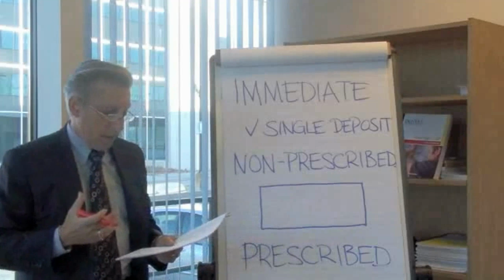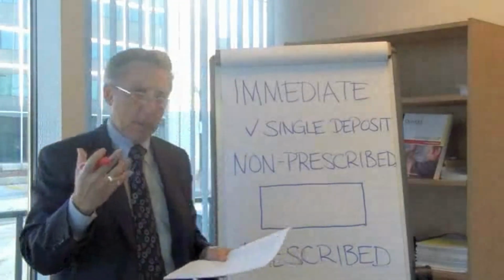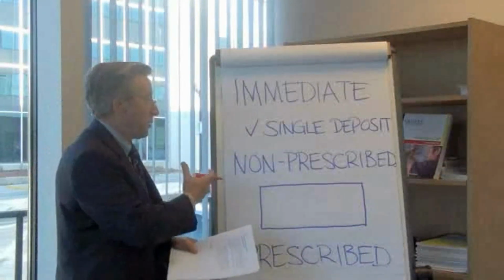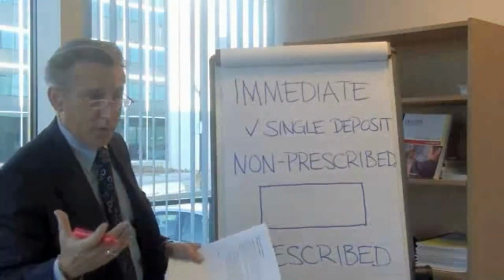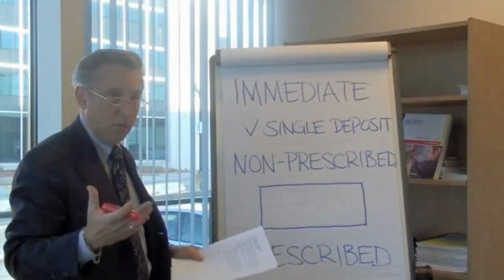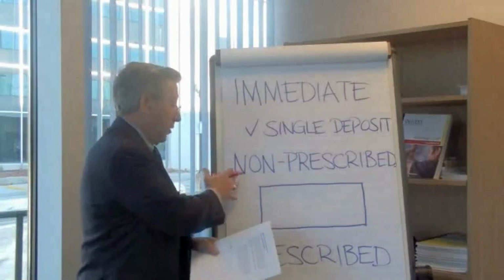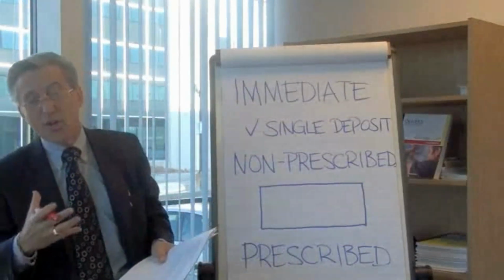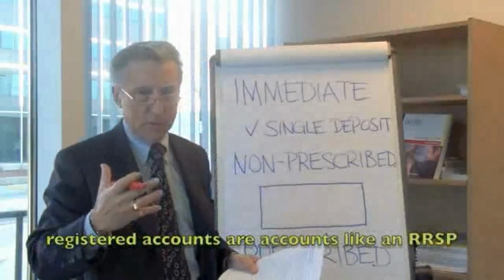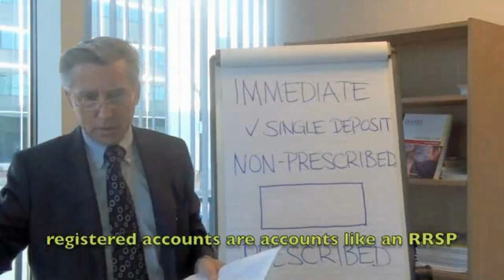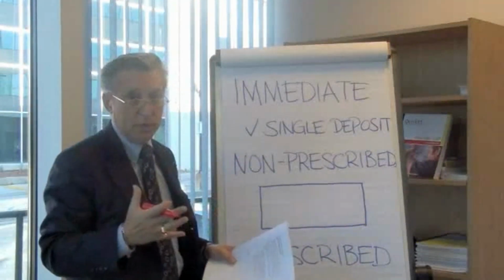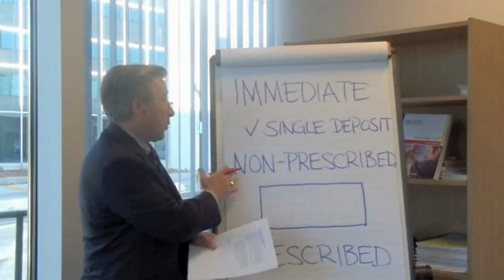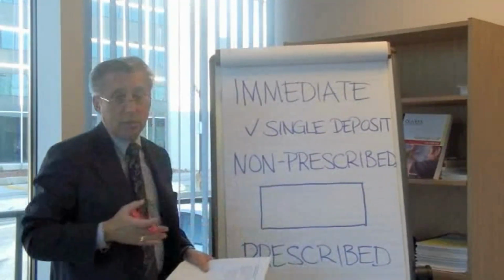Now, what's very, very important here is that when we're talking about immediate annuities, there are two kinds of immediate annuity types of payments. And it's very important that you know the difference between these two. First of all, let me emphasize that in all cases here, we're always talking about non-registered money. We're not talking about registered money. We will be talking about those in a subsequent seminar. But at this point, we are talking about non-registered money. So in an immediate annuity, there are what's called non-prescribed and prescribed annuities.